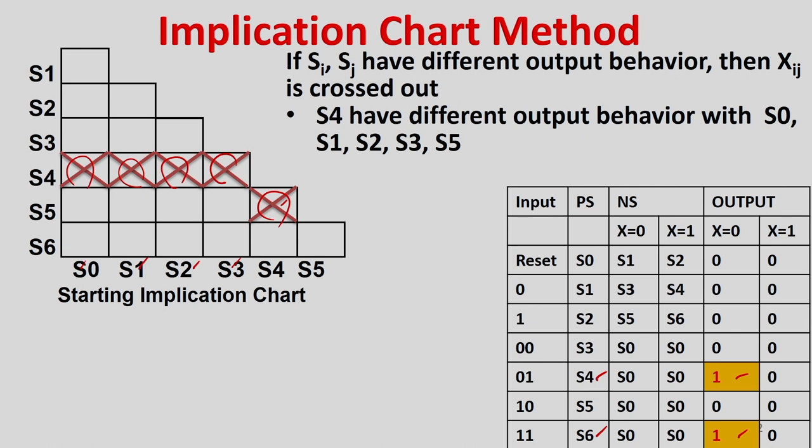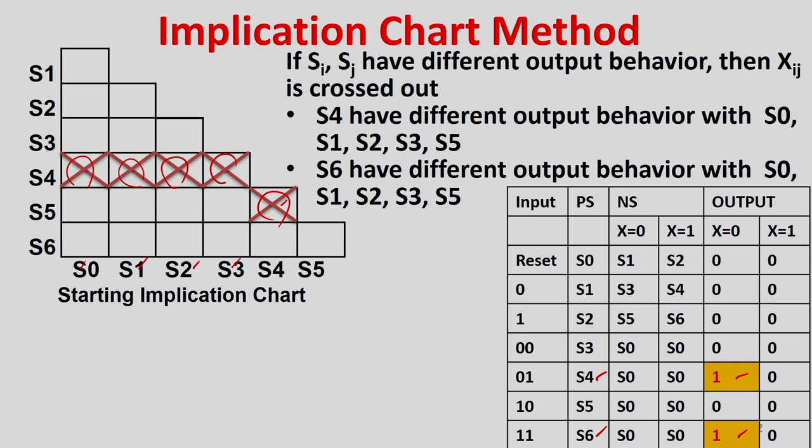So, these corresponding things are crossed. S 6 has different output behavior with S 0, S 1, S 2, S 3 and S 5. So for S 6 also we will do the same thing. S 6 is not compatible with S 0, S 1, S 2, S 3 and S 5. So, we are crossing out these entries. S 0, S 1, S 2, S 3 and S 5, we are not crossing these among themselves. Okay.